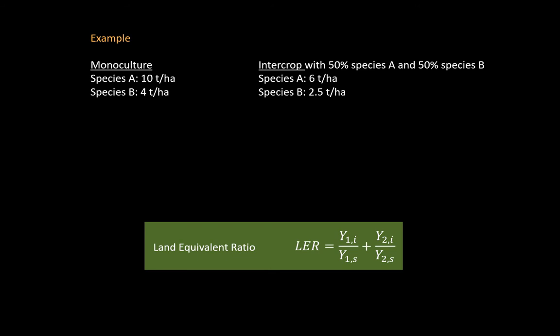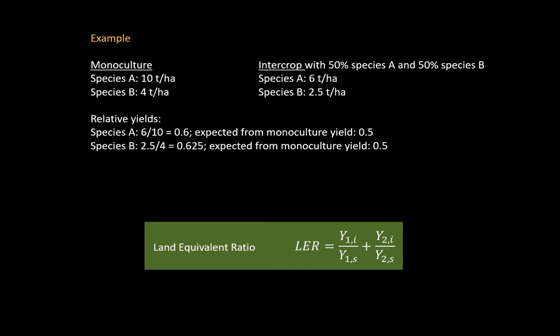So the yields must be lower, but they're not half of the monoculture yields. And this is what we see when we calculate the relative yields. The relative yield for species A is 6 divided by 10, so the yield in intercrop divided by the yield in monocrop, which is 0.6. Whereas, based on the land proportion that species A takes up in the intercrop, we expected a relative yield of 0.5. Same goes for species B. It gets to a relative yield of 0.625, whereas expected from the monoculture yields, that would be 0.5. So in fact, both species in this case are overyielding, which then leads to a land equivalent ratio of 1.225 for this particular hypothetical system.